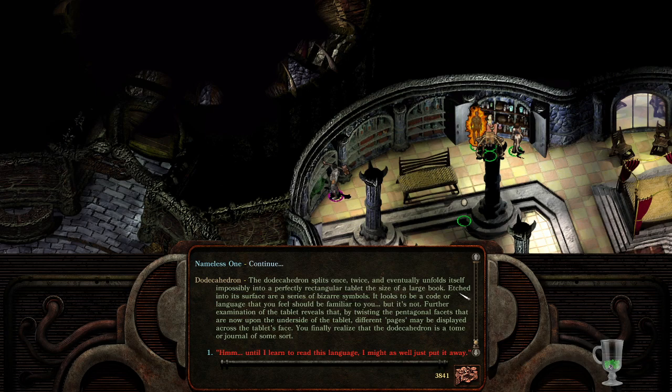It's a fucking journal. Until I learn to read this language, I might as well put it away.